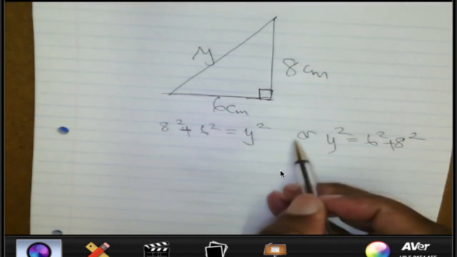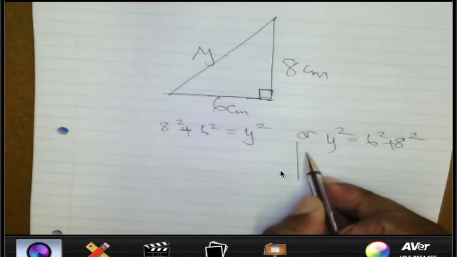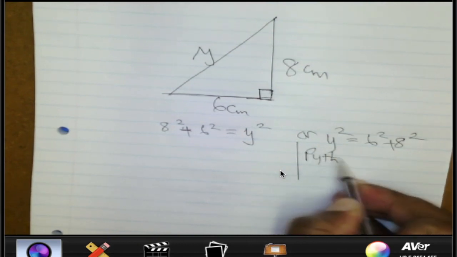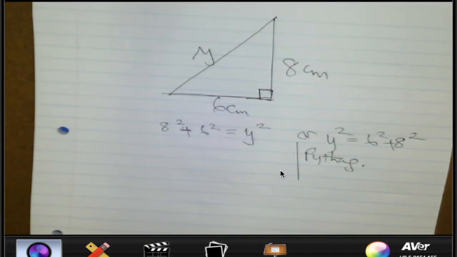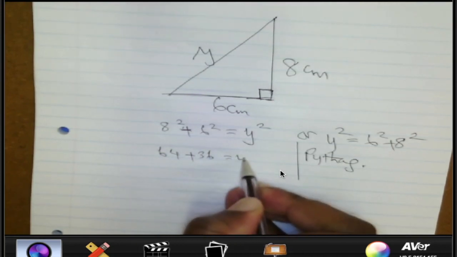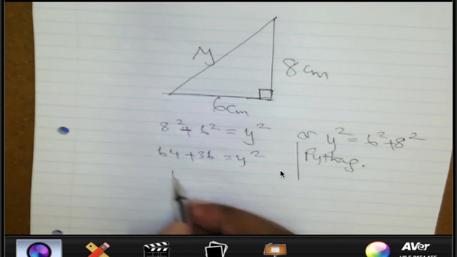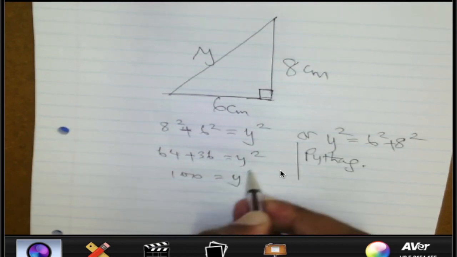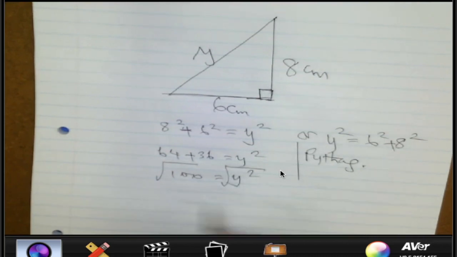Okay, so if you say this, then you need to give me a reason. What is the reason for this one? Pythagoras. Okay, so the reason is Pythagoras. Always give us the reason. Then you can simplify that. 8 squared is 64, and 6 squared is 36. So all that is equal to y squared, and that gives us 100 is equal to y squared. Then if you take the square root, that should give us y equal to 10. If you want units, the diagram says this is in centimeters, so y should be equal to 10 centimeters.